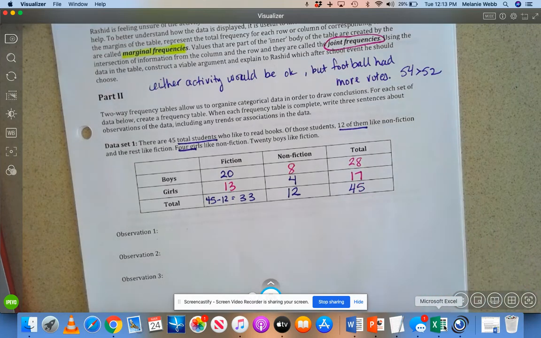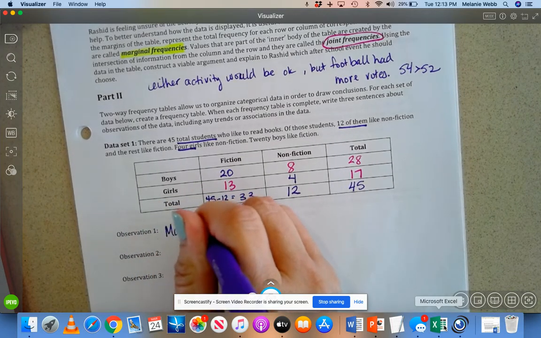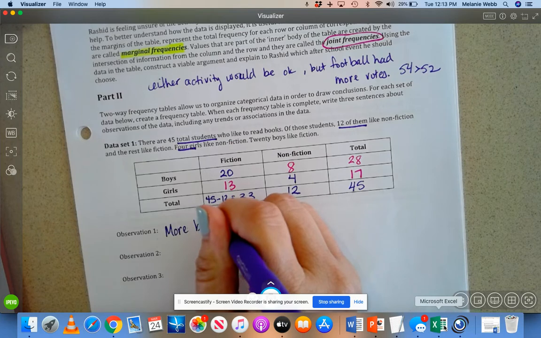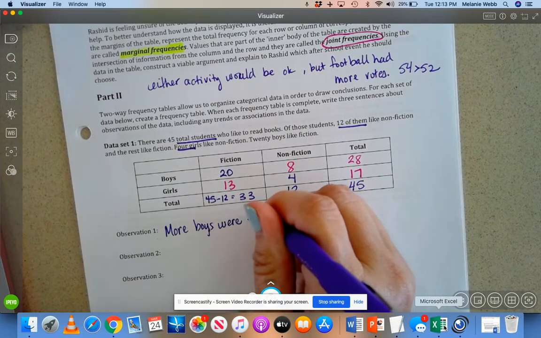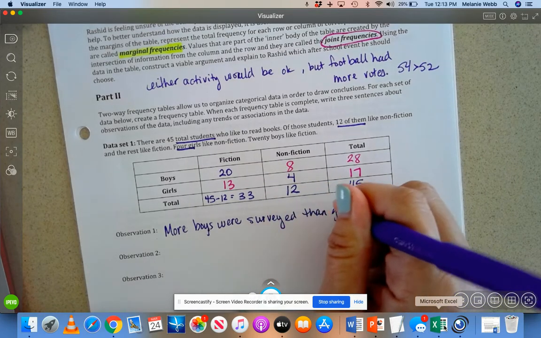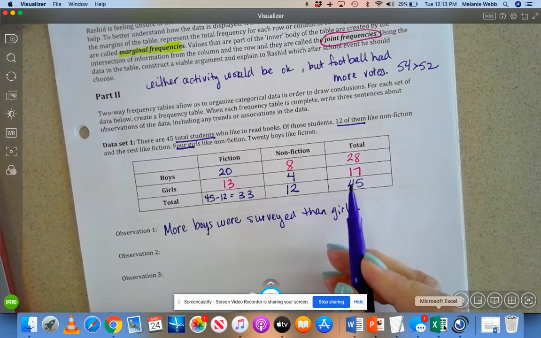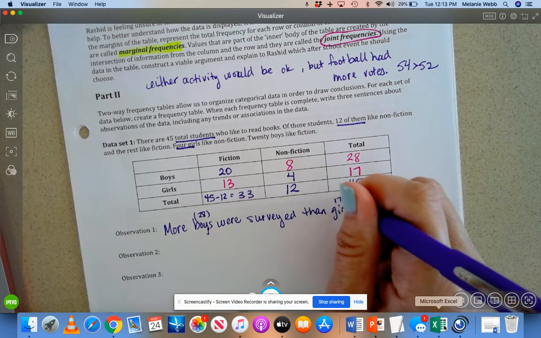So this is just a frequency table where they're asking you to make some statements. There's lots of statements you could make. Like you could say more boys were surveyed than girls, right? Because 28 boys were surveyed, only 17 girls were surveyed.